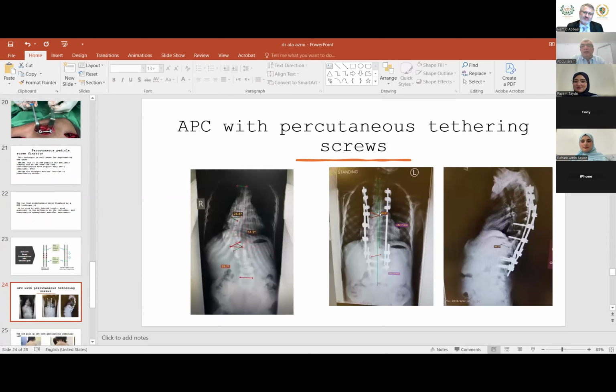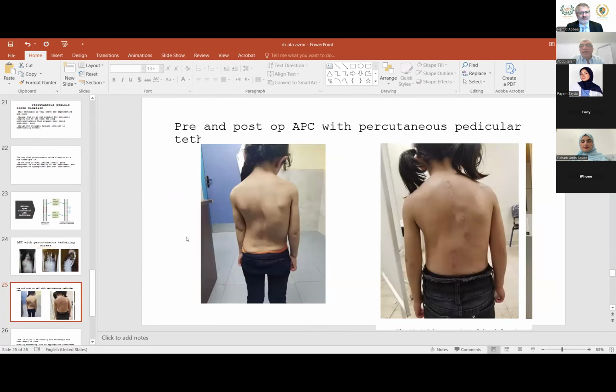So here are, for example, the screws, as you can see on the lateral view and the AP view. You can see hooks above. Now we also put screws above, but we put tethered screws in between. And you can see that here. And here with this girl, she had more than a 65 degrees Cobb angle, and you can see her much better after the APC. And you can see the small incisions for the pedicular screws that were put percutaneously above and below the most wedged vertebra.